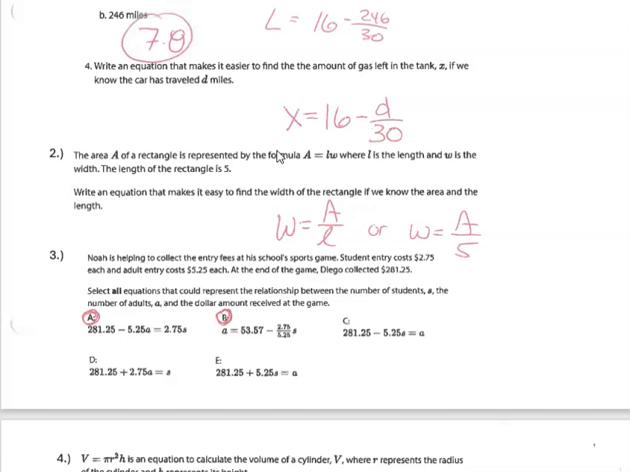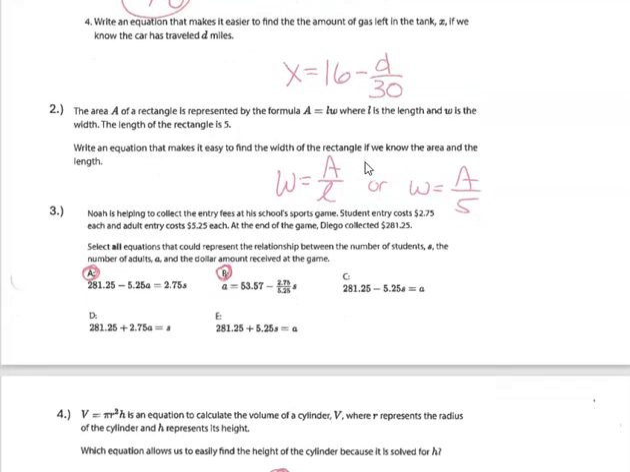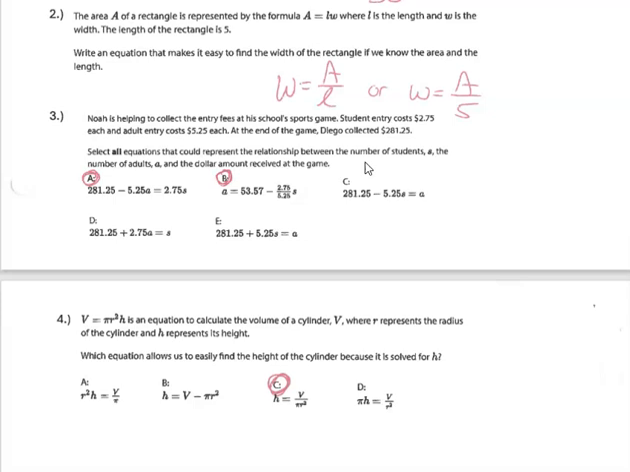Number 2, they're just trying to get this into a different form. If you're solving for W, then you can just divide away the L so that W is by itself, and you get A over L, or A over 5, depending on if you're saying the length is 5, or just in general, whatever the length is.